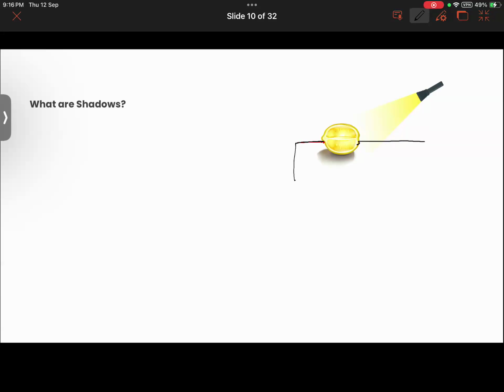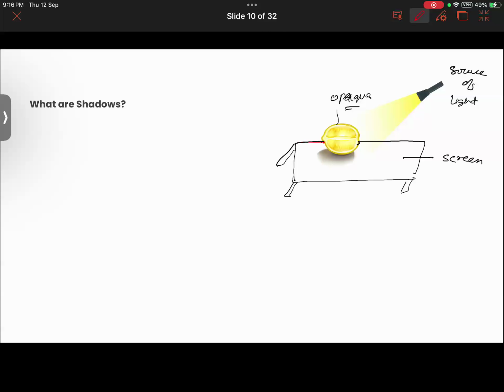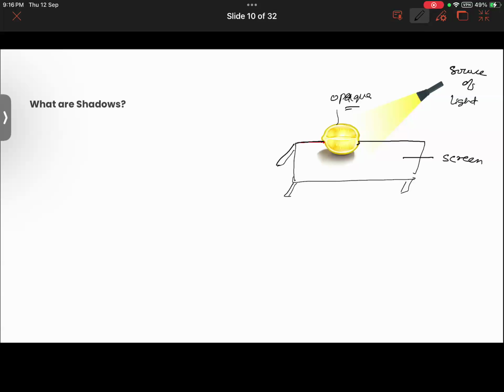And there has to be a screen on which it is formed. So let us say that there is a table here on which the shadow is formed, and this table is acting as a screen. This is the source of light here, and here this is the opaque object. So an opaque object is blocking the path of light, and thereby a dark portion is formed on the opposite side of the object. That is basically what shadow is.